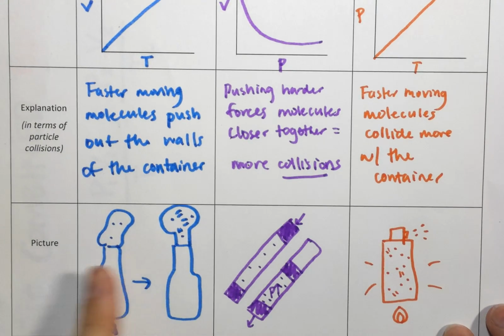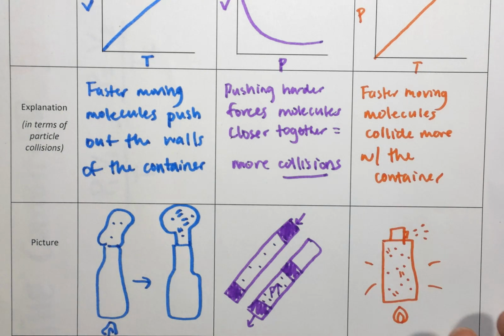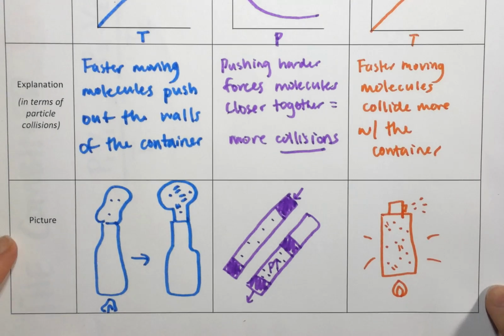So however it is you think about it, however it is you remember it, these are the three relationships I want you thinking about. And I really want you thinking on the particle level explanations, because that's what really builds your intuitive understanding of these gas relationships. Now, if you're feeling a little bit less intuitive, of course, there is a shortcut.